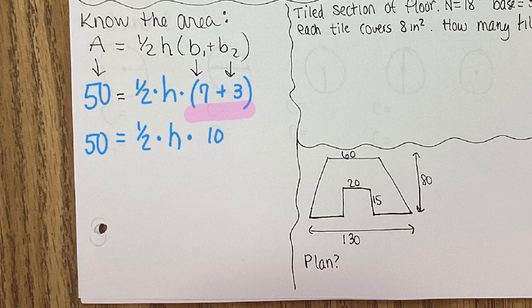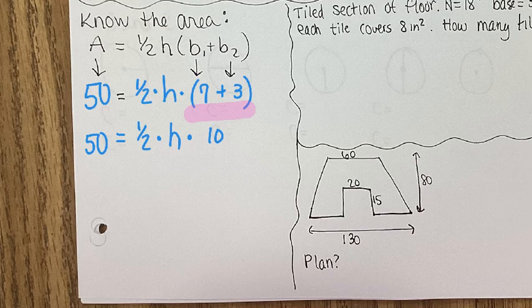Okay, I think I would like to go ahead and take half of 10. Half of 10 is 5. And now I still have my h. My equal sign is over here and my 50 is over here. Now I'm ready to solve.